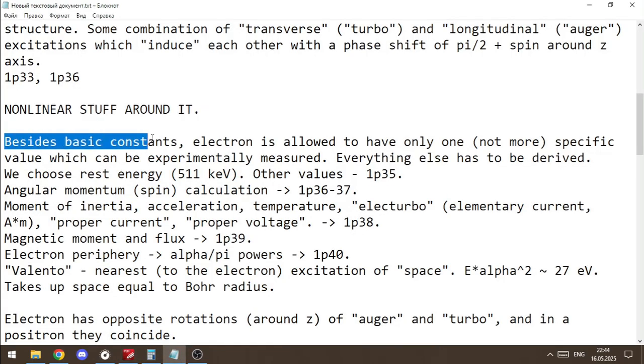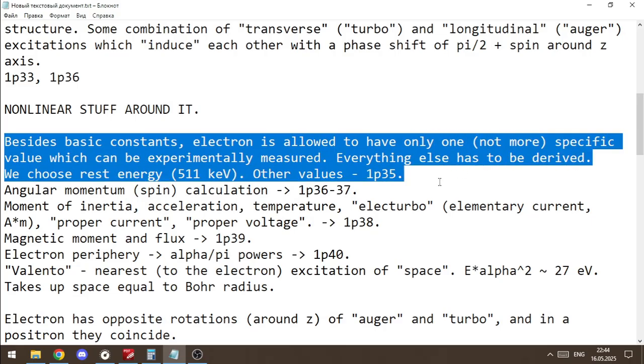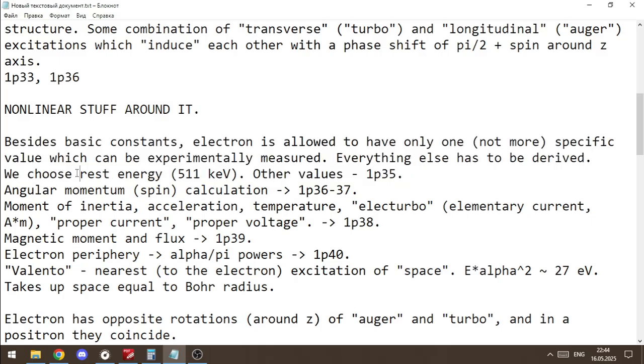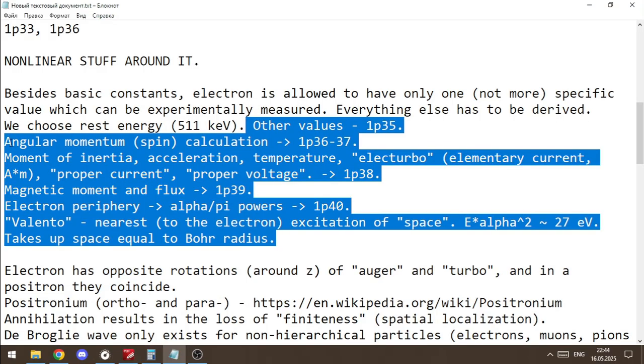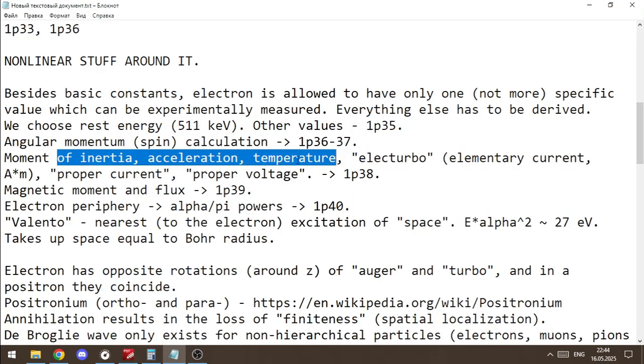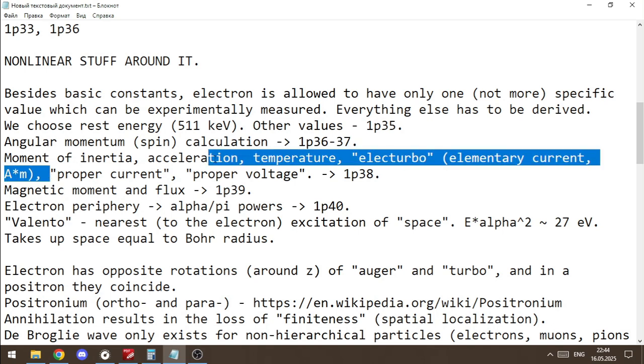So the electron is also allowed to have only one specific value, which can be experimentally measured. I mean, there has to be something special about the electron. You can't really derive it fully from just c, h and alpha, right? And Burtaev says, well, let's just consider this extra degree of freedom, its energy, 511 keV. And then we can derive everything else, like angular momentum, moment of inertia, some provisional units of acceleration, maybe temperature if you wish, elementary current, some proper current, proper voltage.